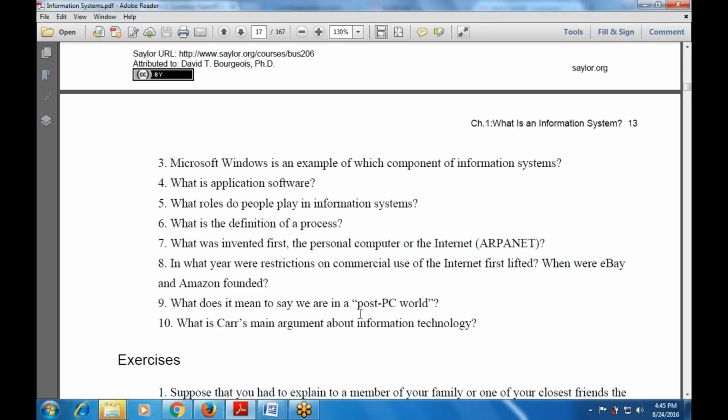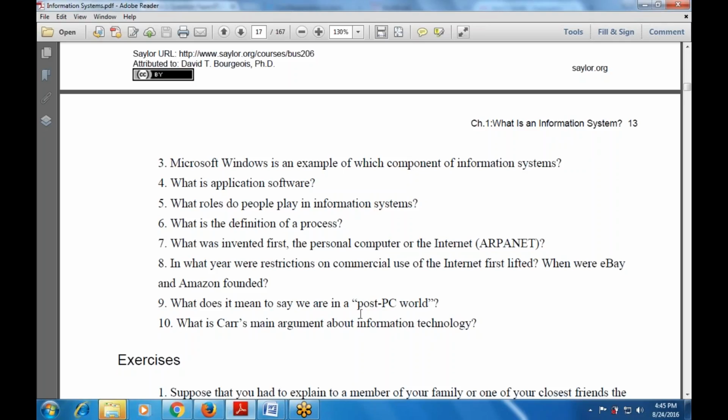Then what is an application software? So application software means software that is customized as per the user's requirement. That is application software. What roles do people play in an information system? What is the main role that the people play? So everyone is comfortable with the information system, and information that is carried out in the information system is processed category-wise.